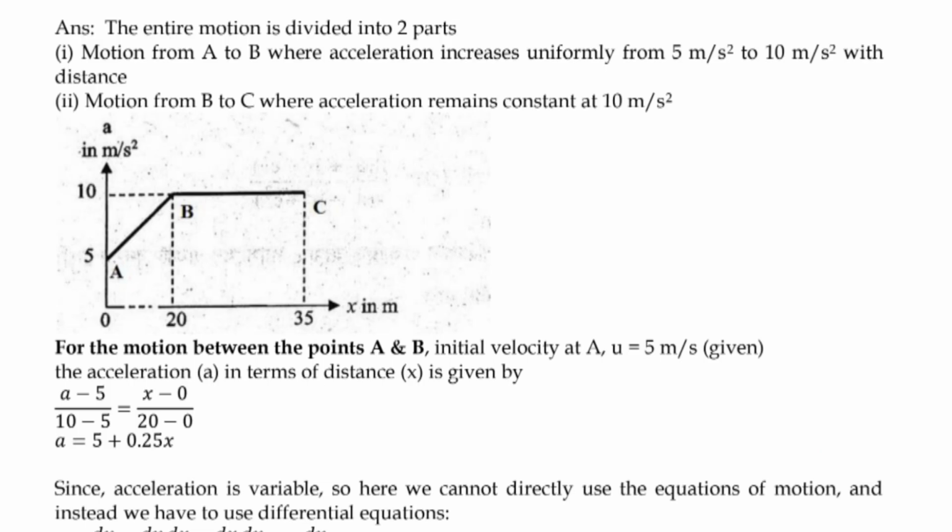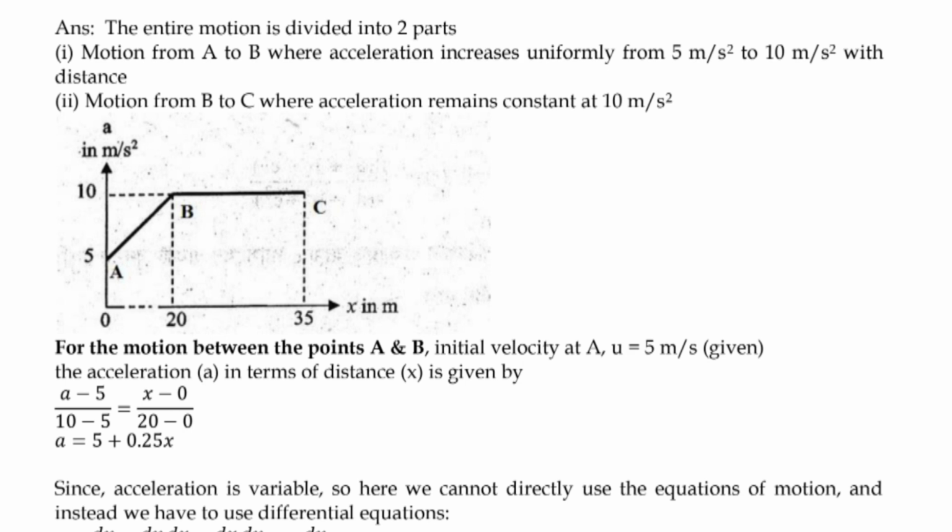So the entire motion can be divided into 2 parts. The motion from A to B, where the acceleration increases uniformly from 5 meter per second square to 10 meter per second square with distance changing from 0 to 20, and the motion from B to C, where the acceleration remains constant at 10 meter per second square and the distance changes from 20 to 35.